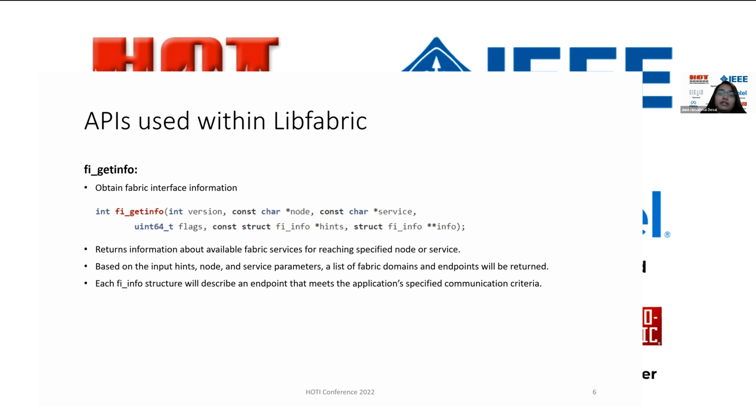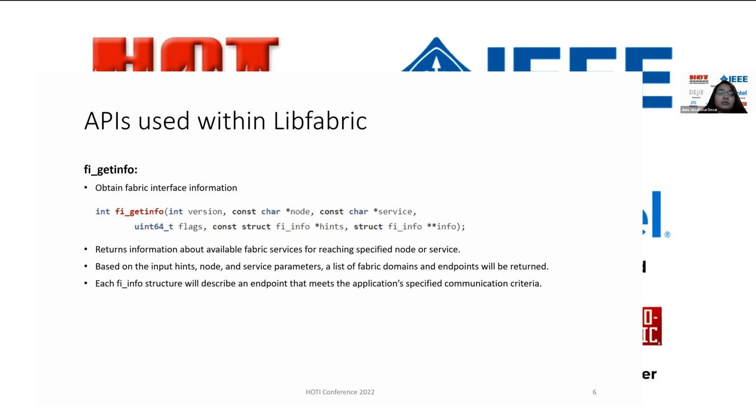So node is commonly used to provide a network address such as an IP address. Service is basically a port, a transport address such as a TCP port number. The hints parameter is the key for requesting fabric services. The FI info structure contains several data fields plus pointers to a wide variety of attributes like transmit attributes, receive attributes, endpoint attributes, to name a few.